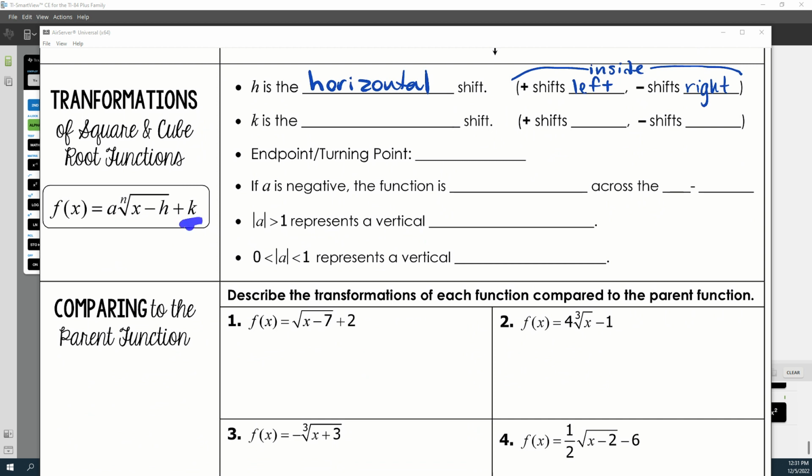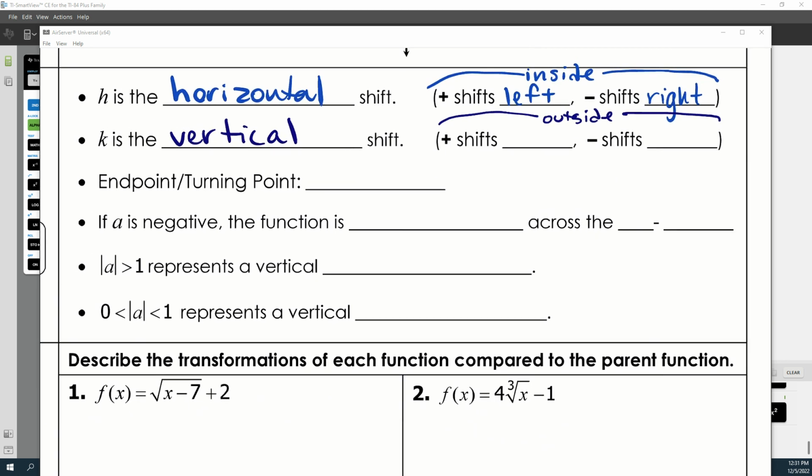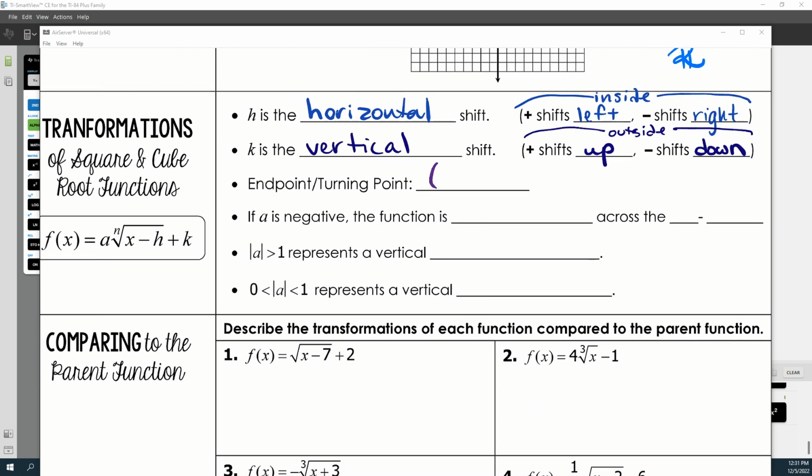All right, and then this k over here that's added or subtracted outside is a vertical shift. And on the vertical shift, if you add on the outside, it's going to be up, and if you subtract on the outside, it's going to be down. Right? And then your turning point or your endpoint, depending on which type it is, is going to be at (h, k).